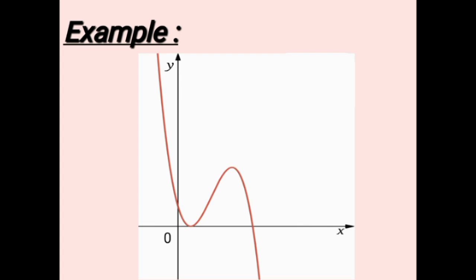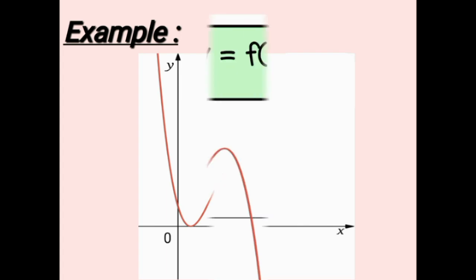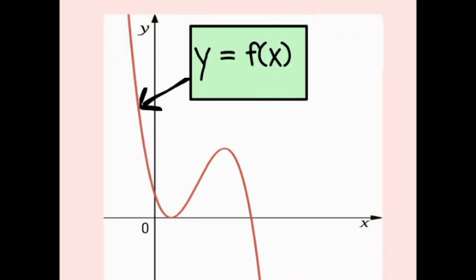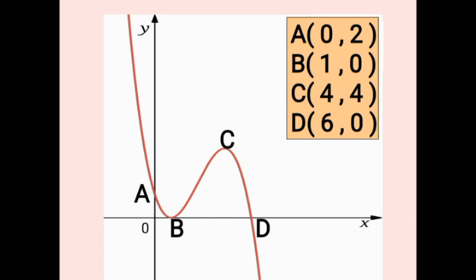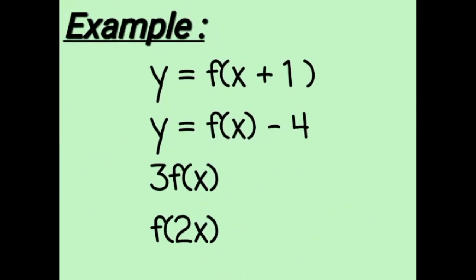The graph shown here is the sketch of the curve with equation y = f(x). There are 4 marked points. The coordinates of these points A, B, C and D are (0, 2), (1, 0), (4, 4) and (6, 0) respectively. All these points lie on the curve. Now, sketch the following graphs and find the coordinates of the points A, B, C and D after each transformation.